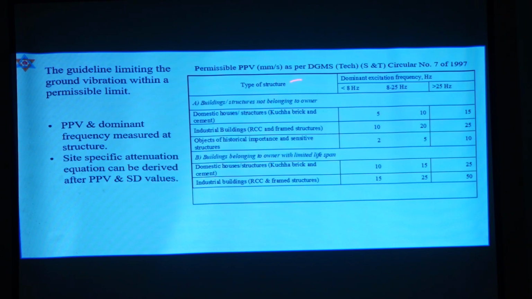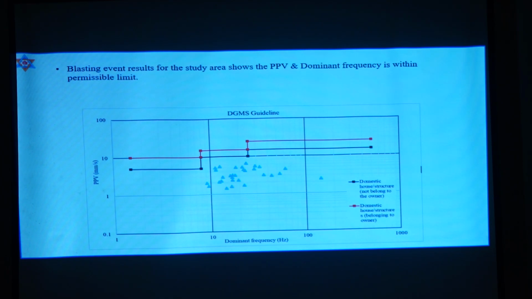So this is the DGMS guideline. Here we can control peak particle velocity with the frequency. For domestic houses or nearby structures, the peak particle velocity should be less than 5, and the dominant frequency less than 8. So this is the DGMS guideline. In our project, we are doing blast monitoring and we are within this guideline. These are our blasting events, and these are below the boundaries as per guideline.